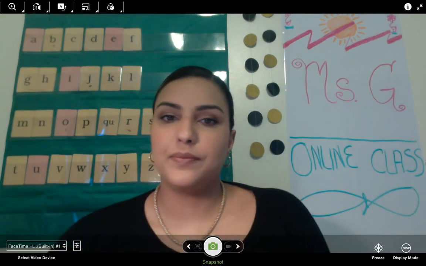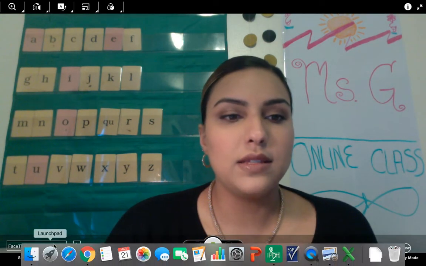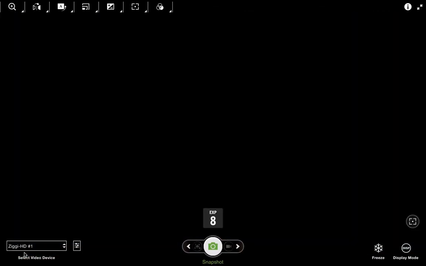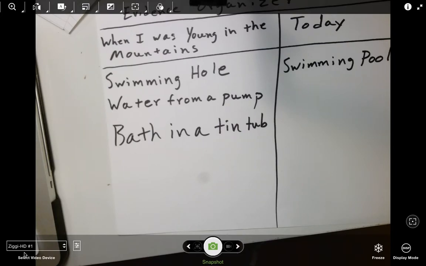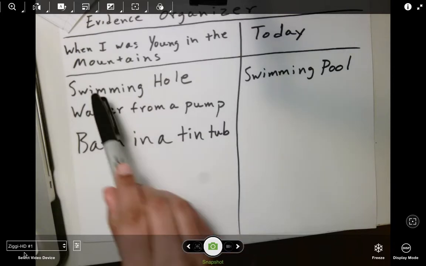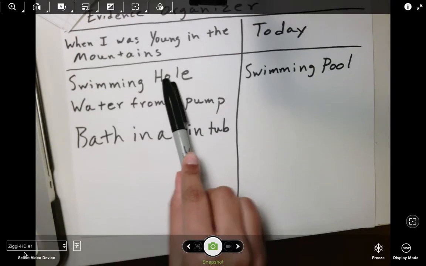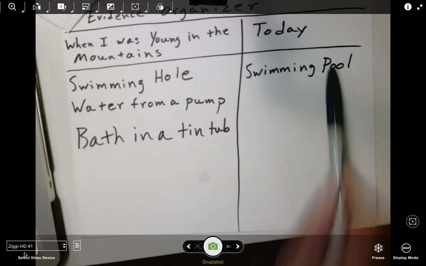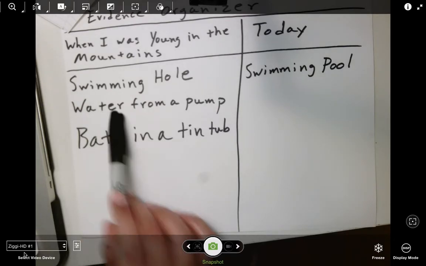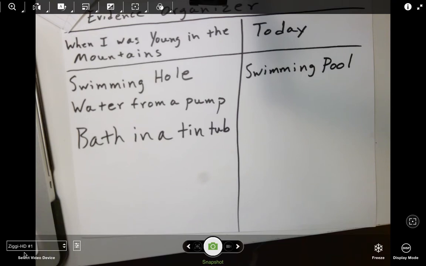Thinking about that, let's go back to our organizer. We had a swimming hole and a swimming pool. The swimming hole was in Cynthia Ryland's time. The swimming pool is in our time. Now, in the book, she says water from a pump. And we had shown a picture before of what that meant.